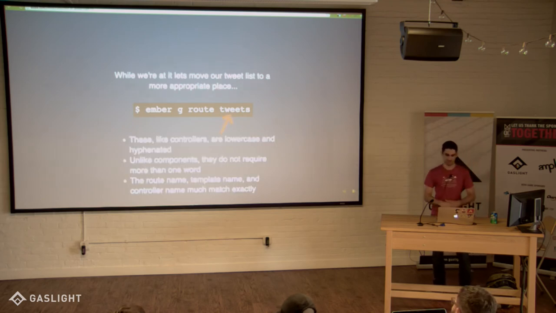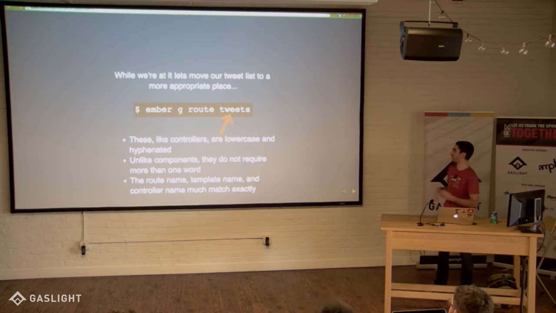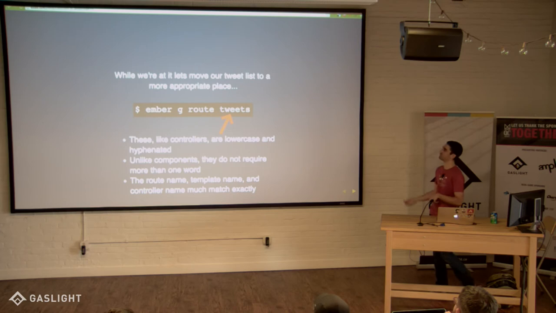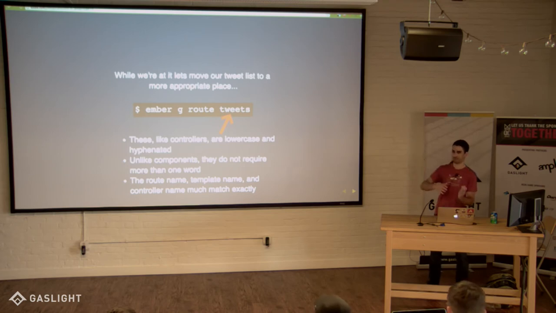So here you can see, ember generate route, same thing, lowercase and hyphenated. With routes, controllers, and templates, they don't have to be more than one word, like in a component. So a single word's fine. And then the last thing to note is that this has to match exactly your controller, exactly your template. So if you call one thing tweet and the other thing tweets, it's just not going to work. And that's some of the magic of Ember, is you name things right and put them in the right place, and it just knows what to do for you.